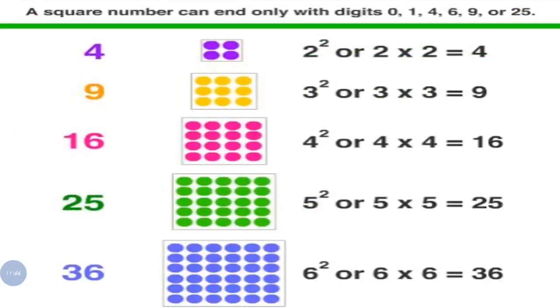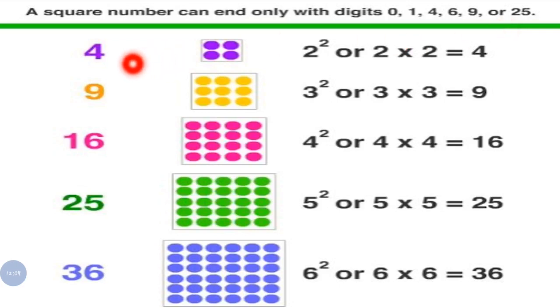Here I have shown you some examples for square values, square numbers. And one more hint, square numbers can end only with the digits 0, 1, 4, 6, 9 or 25. So these are the end numbers. All the square numbers will have these digits at the end: 0, 1, 4, 6, 9 or 25.